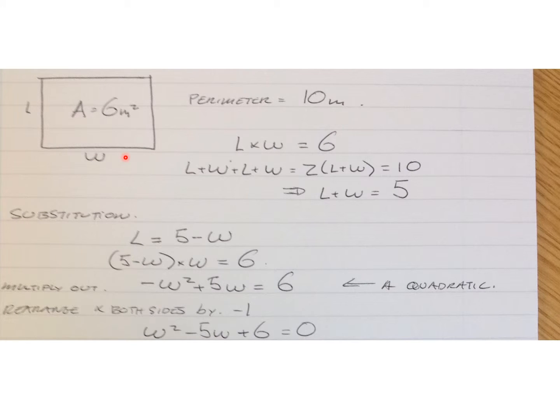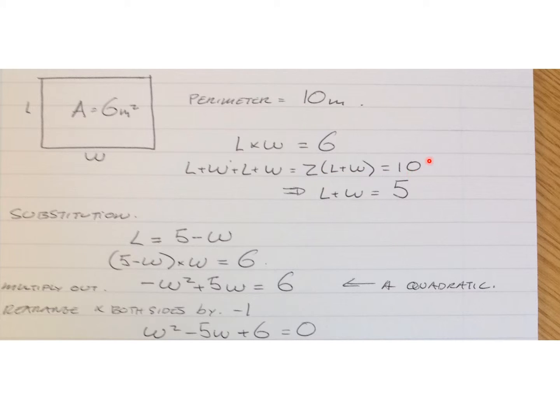So we start to think about some equations that relate what we want to know to the information that we have. We know that the area of a rectangle is just the length times the width, and that is equal to 6. And the perimeter is just the sum of all of the sides, so length plus width plus length plus width, which we can rewrite as 2 times (length plus width), and that's equal to 10.